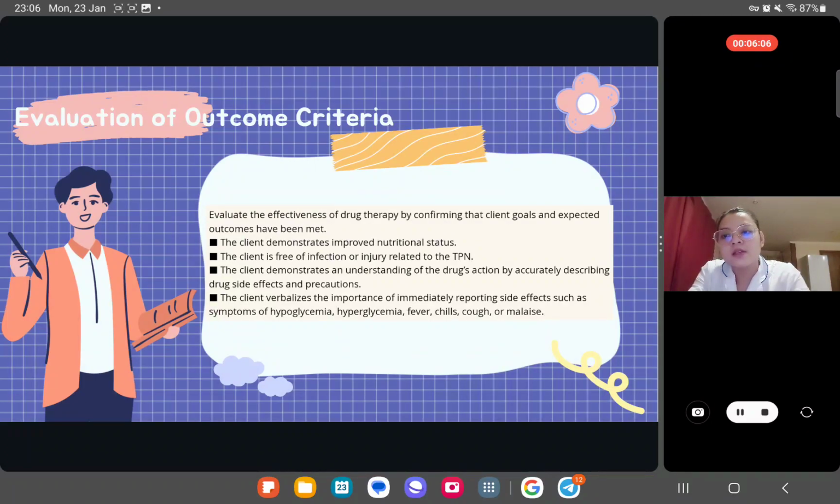And for the last part is the evaluation of outcome criteria. Evaluate the effectiveness of drug therapy by confirming that client goals and expected outcomes have been met. For example, the client demonstrates improved nutritional status, the client is free of infection or injury related to TPN, and the client also demonstrates an understanding of the drug's action by accurately describing drug side effects and precautions. And last but not least, the client verbalizes the importance of immediately reporting side effects such as symptoms of hypoglycemia, hyperglycemia, fever, chills, cough, or malaise.